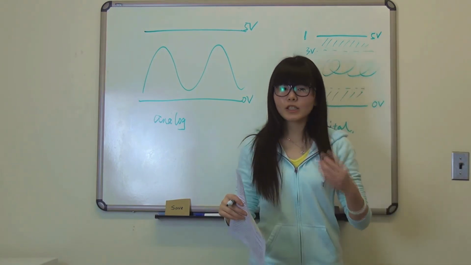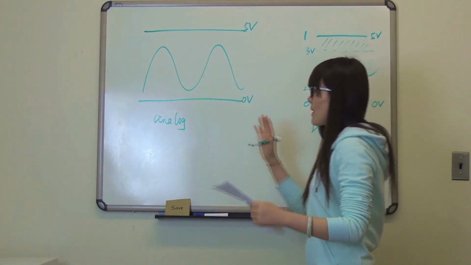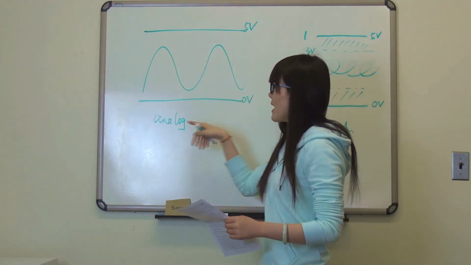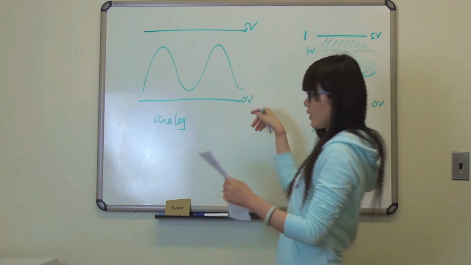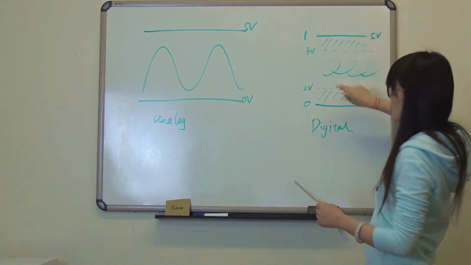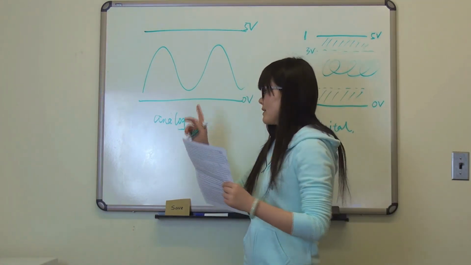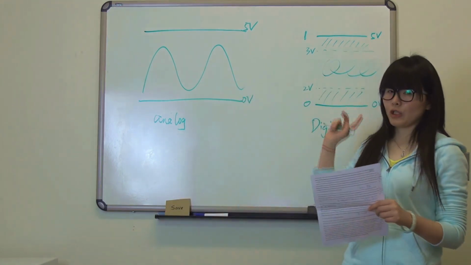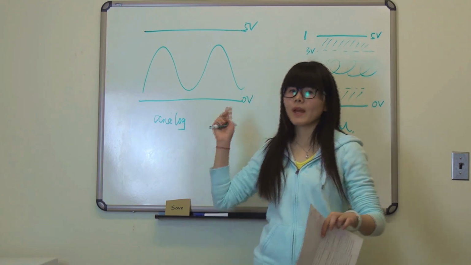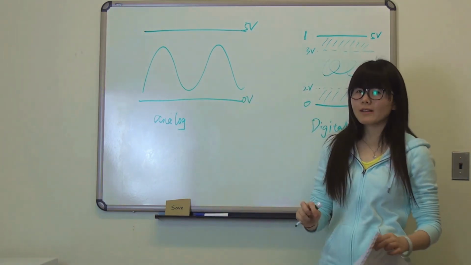The key to understanding the difference between analog and digital is to remember that an analog signal is continuously changing and continuously variable, and digital values have defined levels, which are one or zero. Alright, this is what an analog signal is and this is a digital signal. In the next videos we're going to talk about how to convert between the analog signal and the digital signal. Alright, thanks for watching.